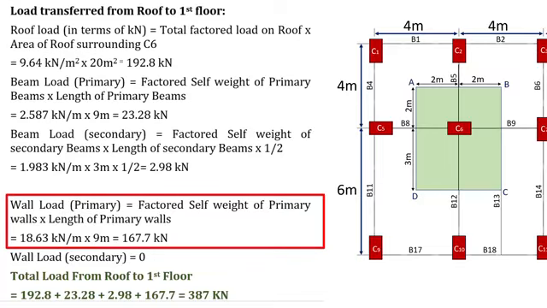The load due to walls under primary beams will be equal to factored self-weight of primary walls into length of primary walls.